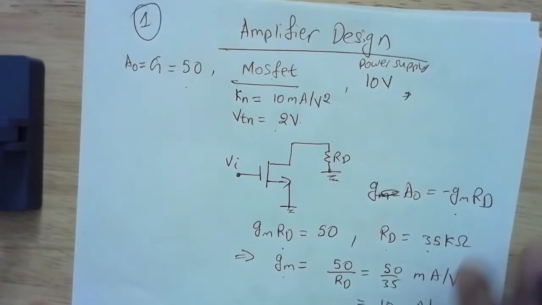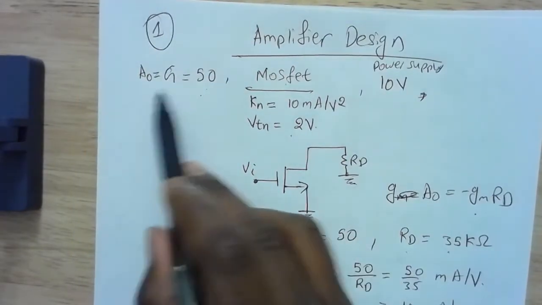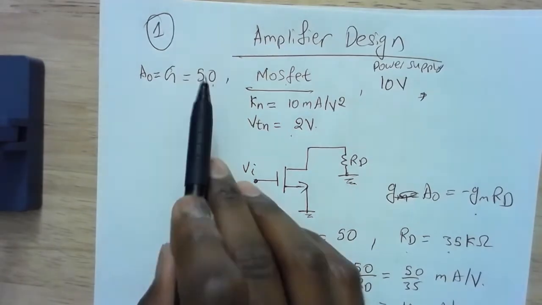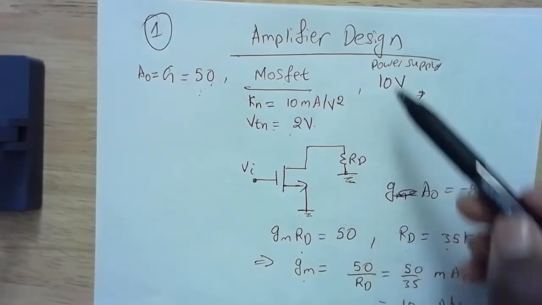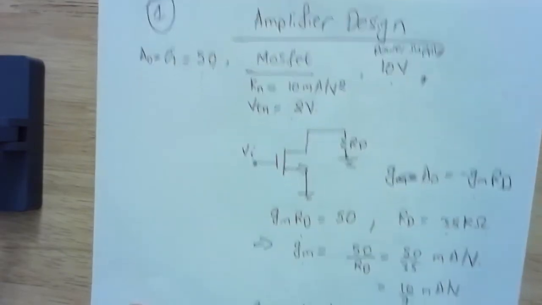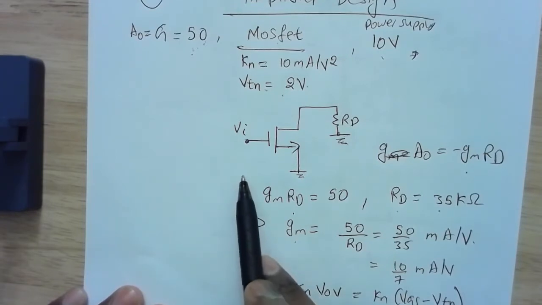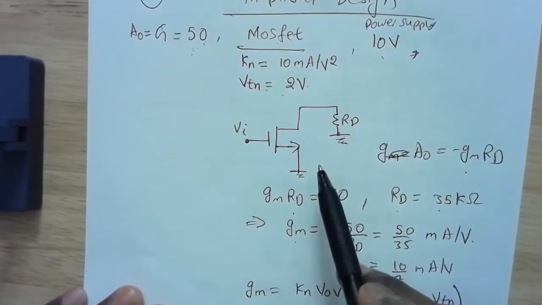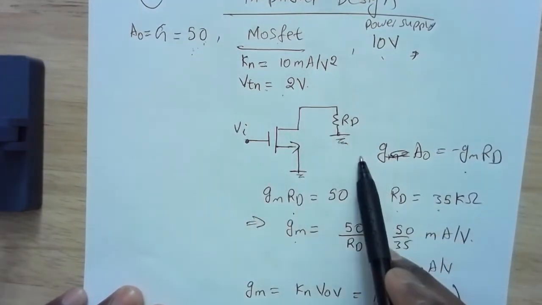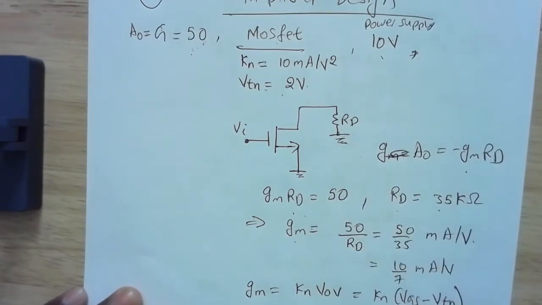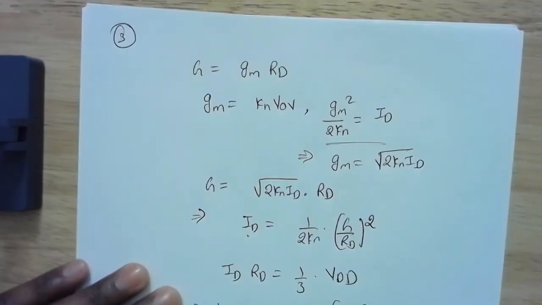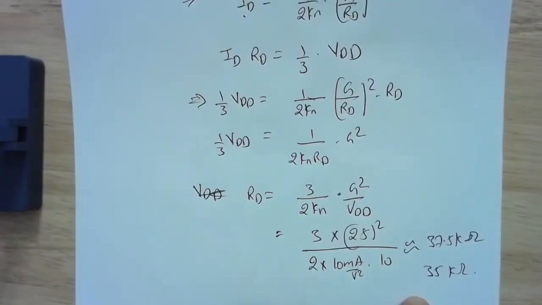So let me summarize this. What we were given at the beginning is a gain of 50. That's what we wanted to make. We wanted to make an amplifier of gain 50. We had one MOSFET which had these KN and VTN, and we had one power supply of 10 volts. So we said, we're going to use a common source amplifier, and the common source configuration small signal analysis looks like this, RD. And I determined RD using the calculations which we just went through, and then we determined RD to be close to 35 kilo ohm.